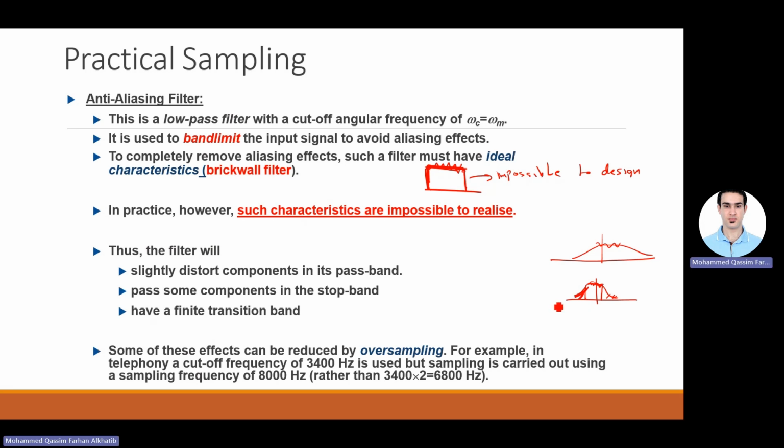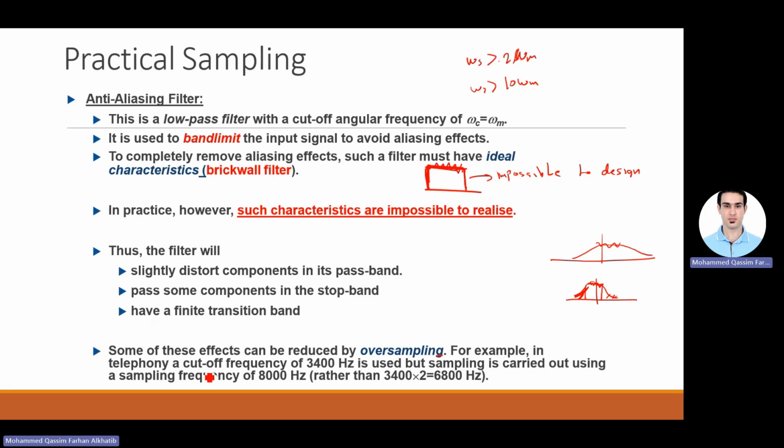Some of these effects can be reduced by oversampling. What it means is, okay, my filter is not perfect, but I will sample with omega s larger than 2 omega m, say 2 omega m, or 10 omega m, and that will be acceptable in this case by oversampling.